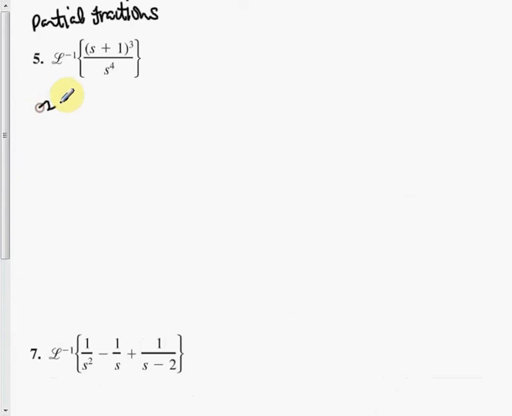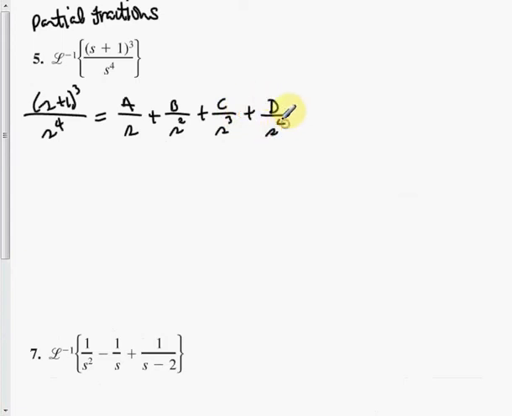So we take that (s plus 1) to the third over s to the fourth, and we list out its generic partial fractions. So we write this as A over s plus B over s squared plus C over s to the third plus D over s to the fourth. You write your denominator in that ascending order when you have repeating terms, right?